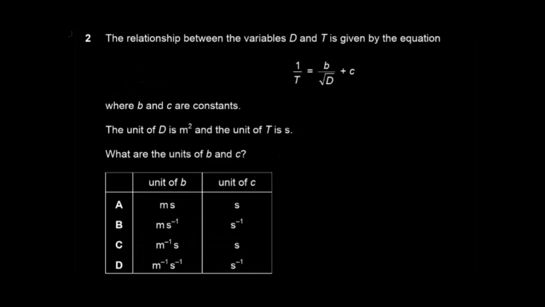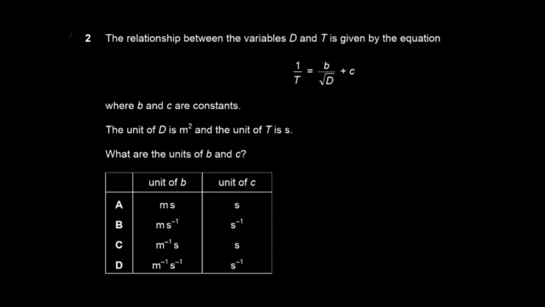Question number 2. The relationship between the variables d and t is given by the equation 1 upon t is equal to b upon root d plus c, where b and c are constants. The unit of d is meter square and the unit of t is s. So what are the units of b and c?